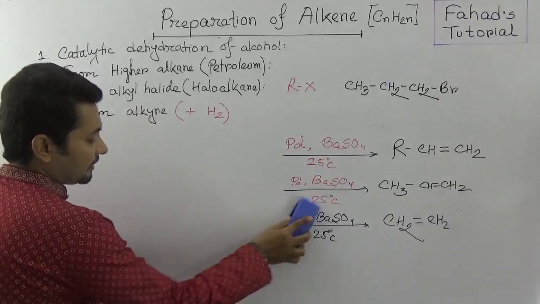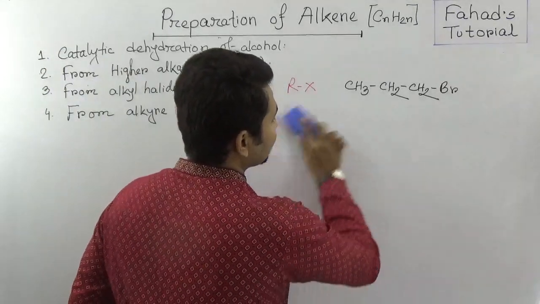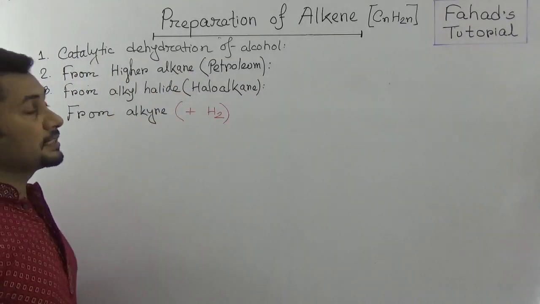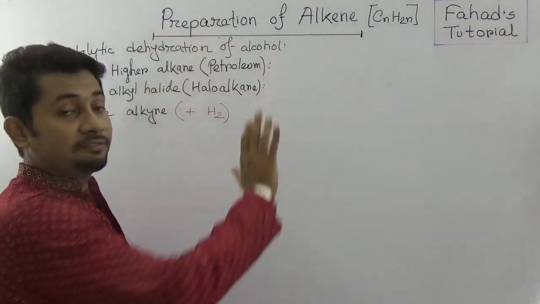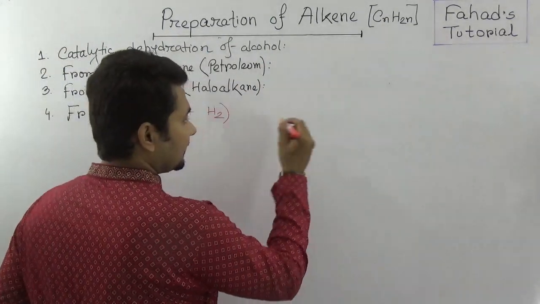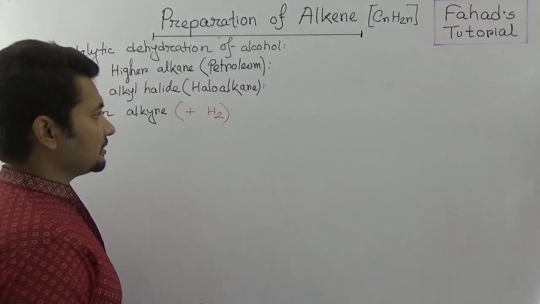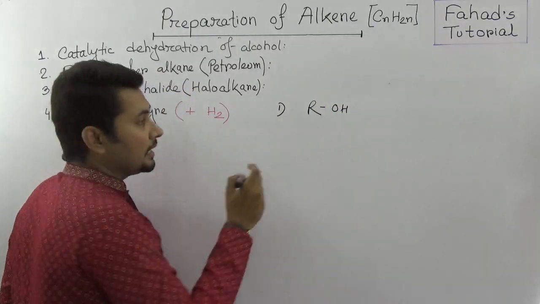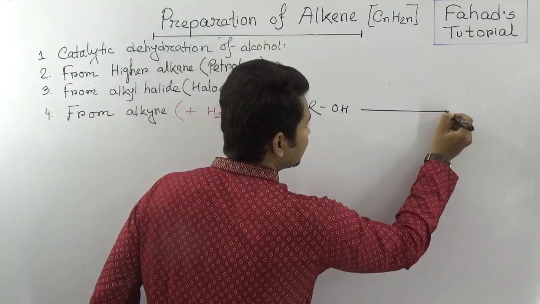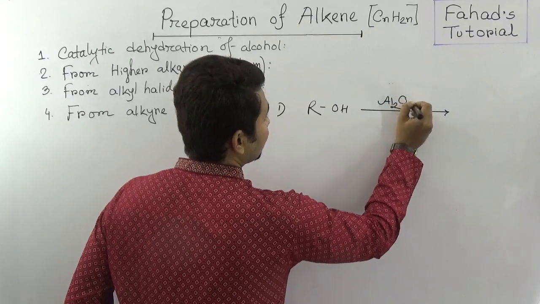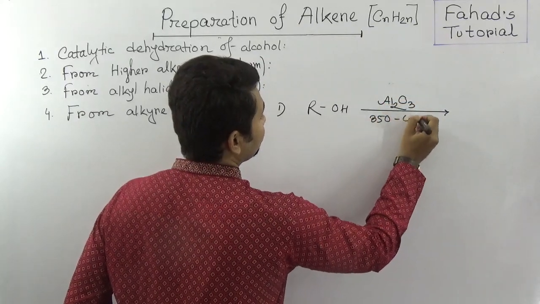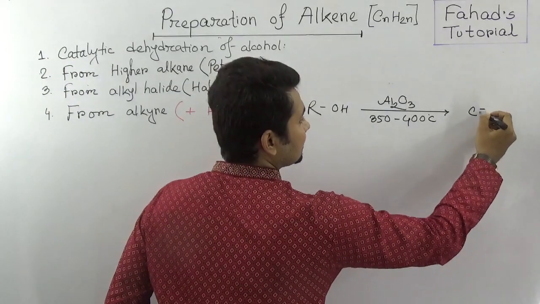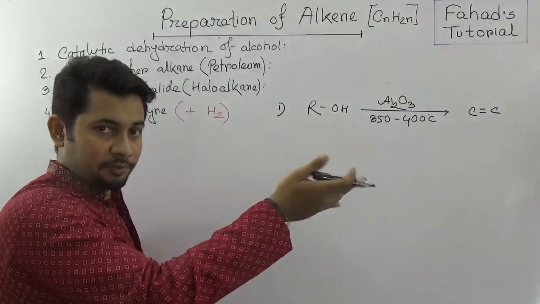So if I wrap up, what is the main thing to remember? In case of catalytic dehydration of alcohol, what should the process be? In case of alcohol, aluminium oxide and 350 to 400 degrees Celsius should be there, and then it will produce C double bond C, as we want to produce alkene.